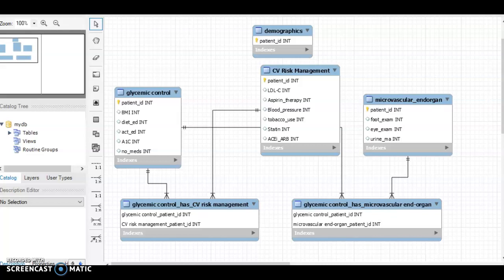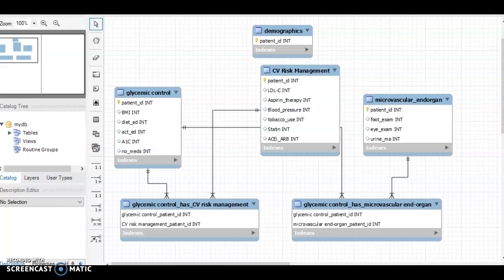I created a table for glycemic control, and BMI affects that, so I put that in there. The American Diabetes Association standard said everybody needs to have diet education and activity education. Then, one of the core measures on most things is the A1C, and the standards of care say everybody needs to be on metformin.